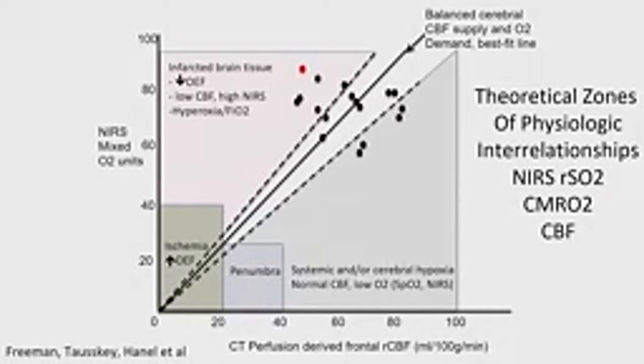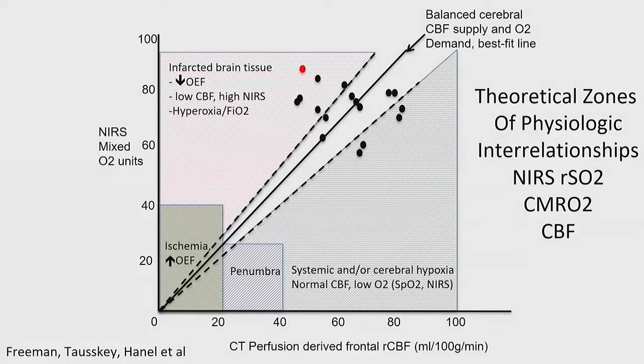In the upper left, this is a dead brain zone, right? If the brain tissue is dead, it doesn't extract oxygen. So your NIRS units are high, your CBF is low. This was sort of the data. Maybe we'll get back and finally publish that.